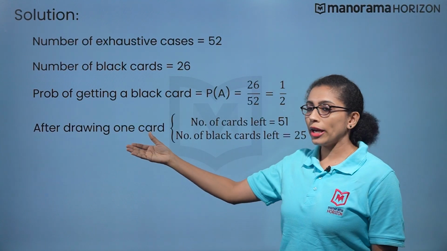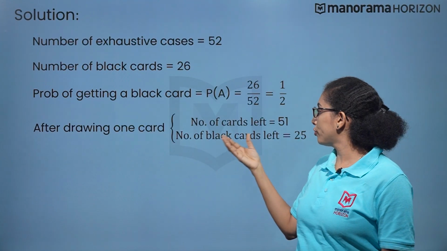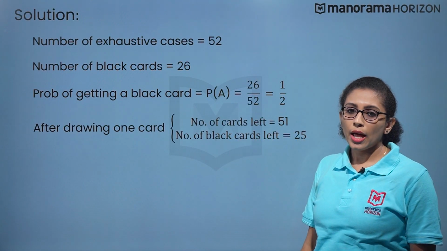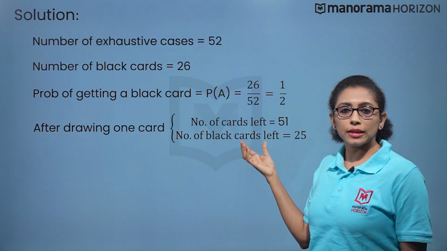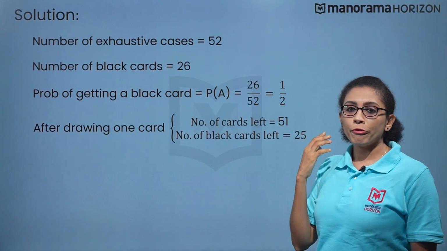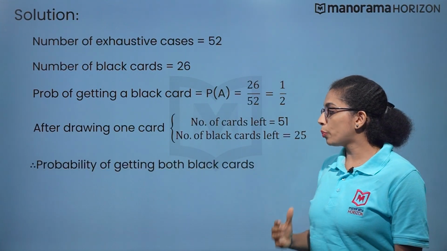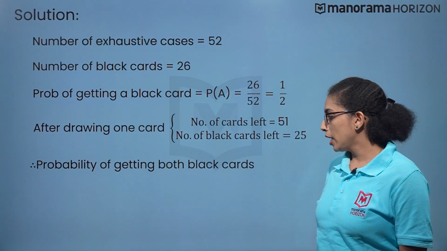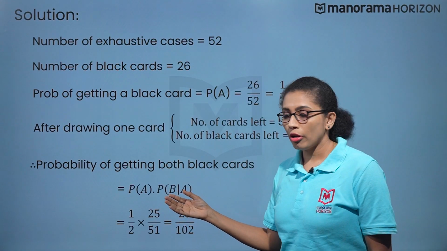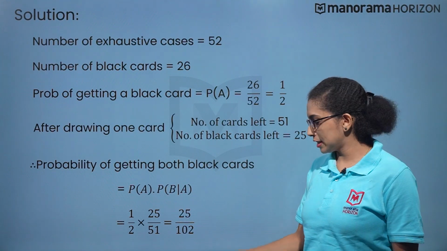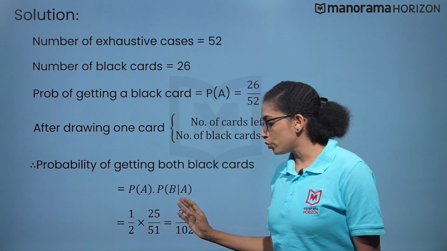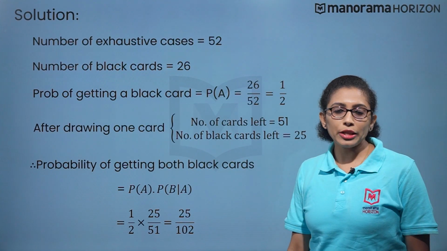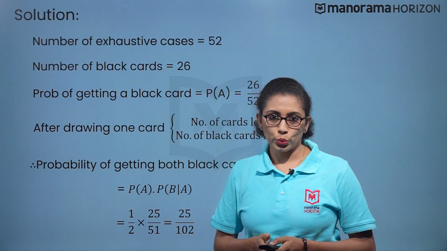Now, after drawing one card, the number of cards left is what? 51. And the number of black cards is 25. Therefore, the probability of getting both black cards is given by P of A into P of B given A, which is equal to 1 by 2 into 25 by 51, and we get it as 25 by 102.